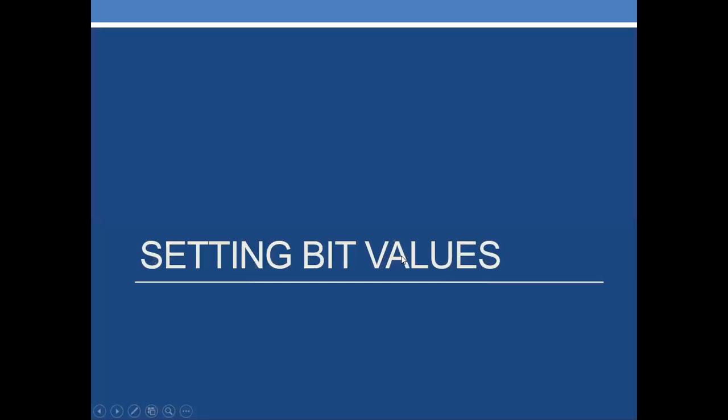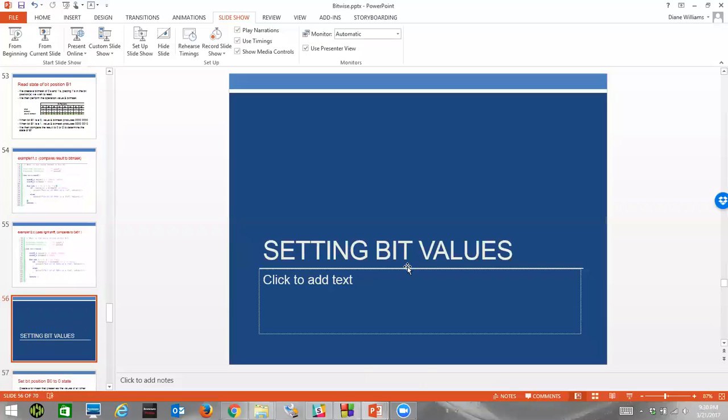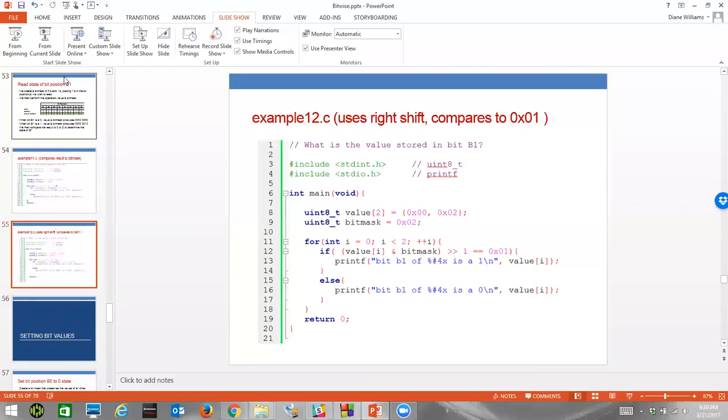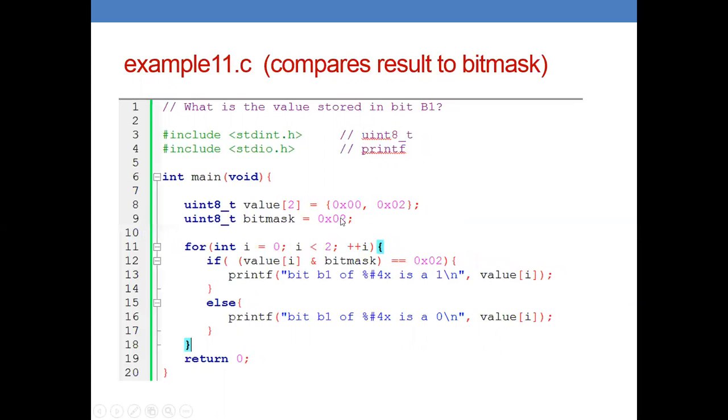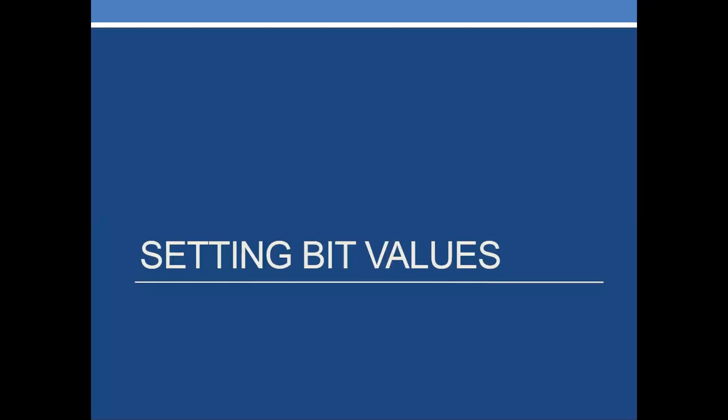This method happens to be a little bit more work, which is why I prefer the other method. Make the bit mask, and when the result is the same as the bit mask, I know I have a 1 in that particular bit position. All right, so that's the end of this lecture on how to read bits. In the next lecture, we'll talk about how to set bit values to either 0s or 1s.